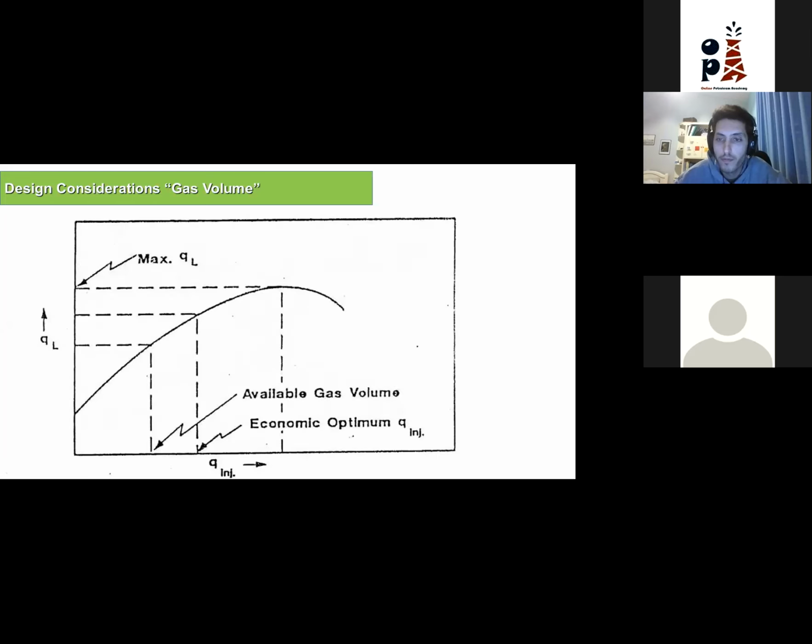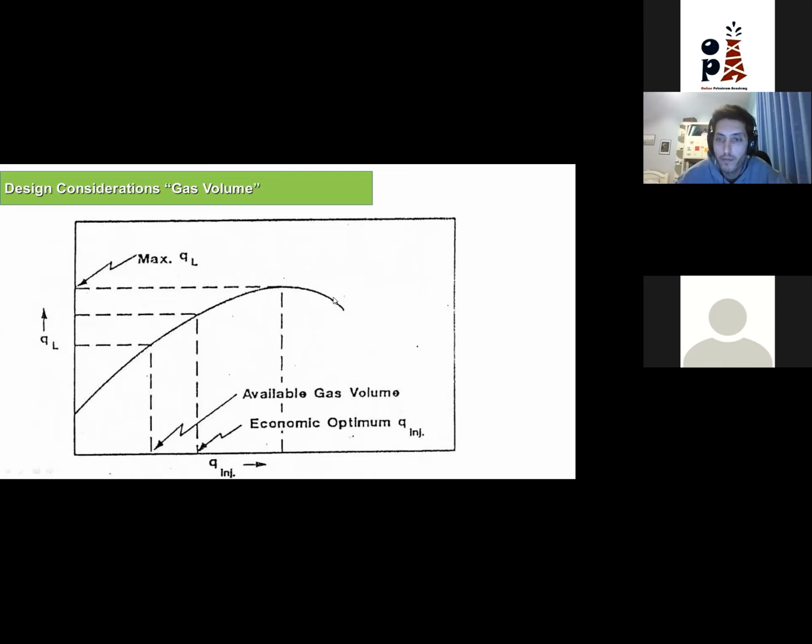On another way, we can show it like this. My liquid rate is increasing as I'm increasing my injection gas. Injection gas is increasing, my rate increasing until I reach a certain point with the maximum liquid rate. After this point, when I increase my injection gas, then the liquid rate will start to drop.